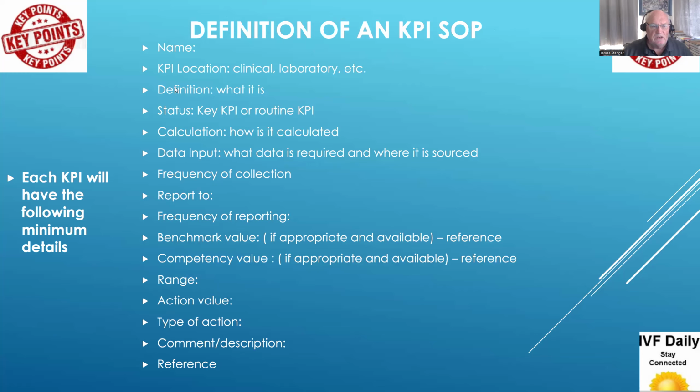It's where it's known, its location, definition of what it's for, having the status, how it's calculated, where the data comes from, frequency of collection, who it reports to, the benchmark value, that is the value you may aspire to if you want to do it, and a competency value, which is the lower level of which you won't accept, that's a lower level that everyone should work above. The range, the action value, where something may trigger a deviation, the type of response to deviation, comments, and a reference if it's come from another journal.